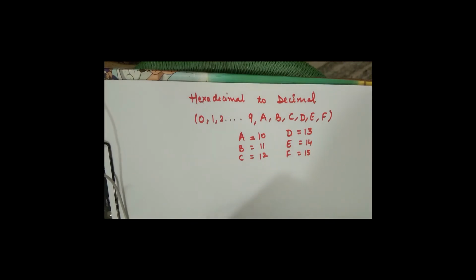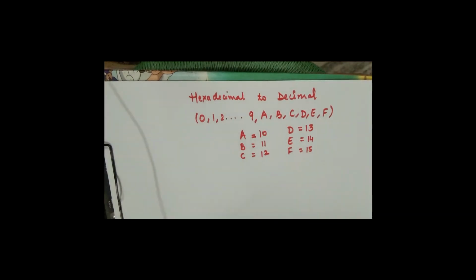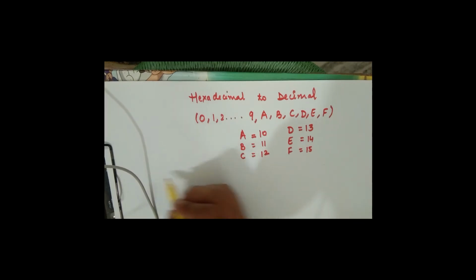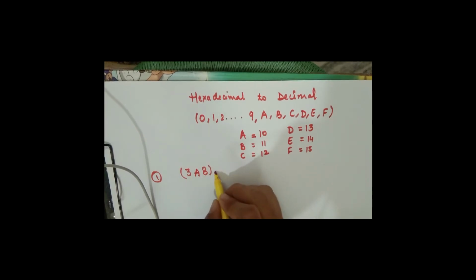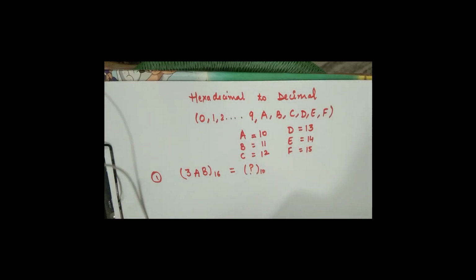Clear? Okay. Now again, the procedure of hexadecimal to decimal conversion is similar to that of binary to decimal or octal to decimal, except for the change of base. Let's have a look at one question. Let me take one example here. Suppose the number is 3AB, base 16. I want to convert it into decimal. Fine. This is the least significant digit and this is the most significant digit.